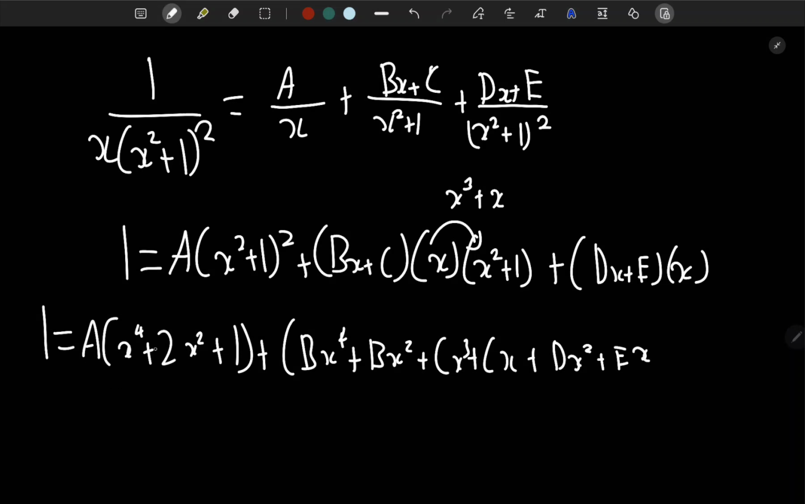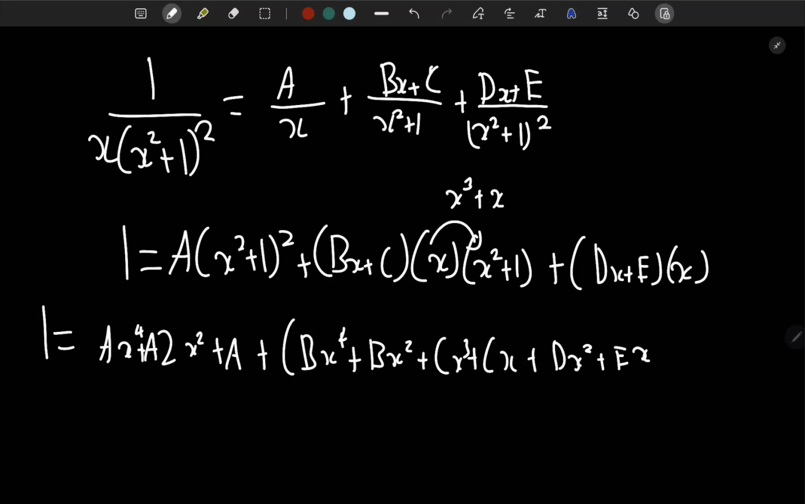Now let's multiply A inside, so it's going to be equal to, actually we don't need to write the line for that, I'm going to write it right here, A, and this is just going to be A. Yeah. So this is the expanded version of the equation.